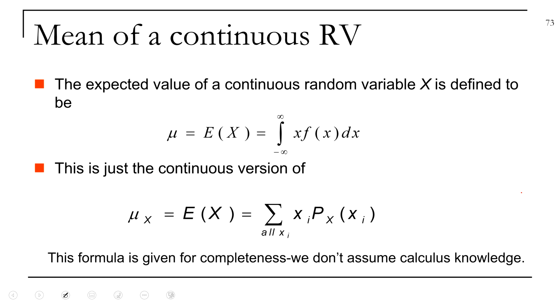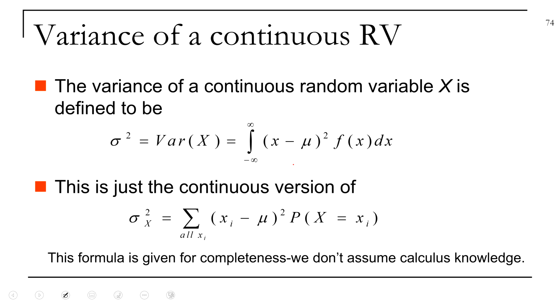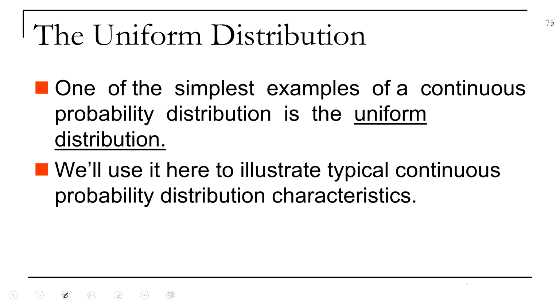For completeness, the mean of a continuous random variable. For a discrete random variable, you have a sum. For a continuous random variable, you have an integral. And the variance, again, we would sum. Here we have an integral. They're given for completeness. We don't assume calculus knowledge. In case anyone was wondering, continuous random variables require a lot of calculus knowledge.